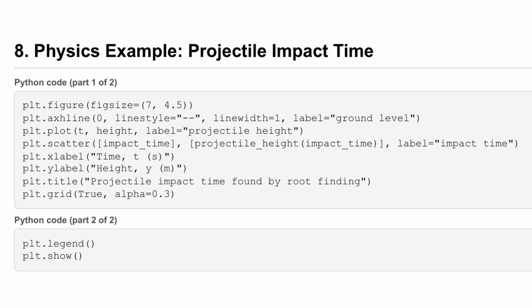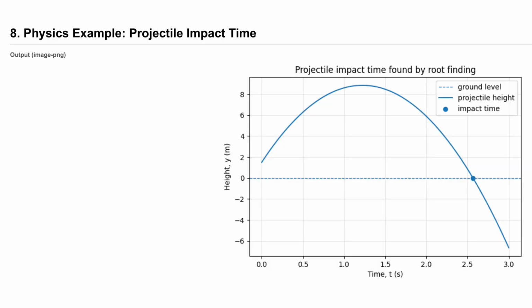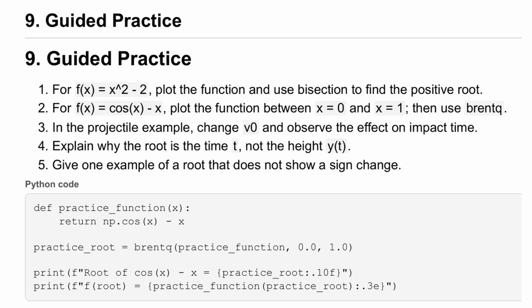Finally, we update our plot to show the impact time explicitly. Highlighting the root on the physical trajectory helps us verify that the mathematical solution makes sense within the context of the physics. The dot on the graph marks the exact end of the flight. By using root finding, we have transformed a visual estimate into a precise physical prediction that we could use for further analysis or design. Now it is your turn.